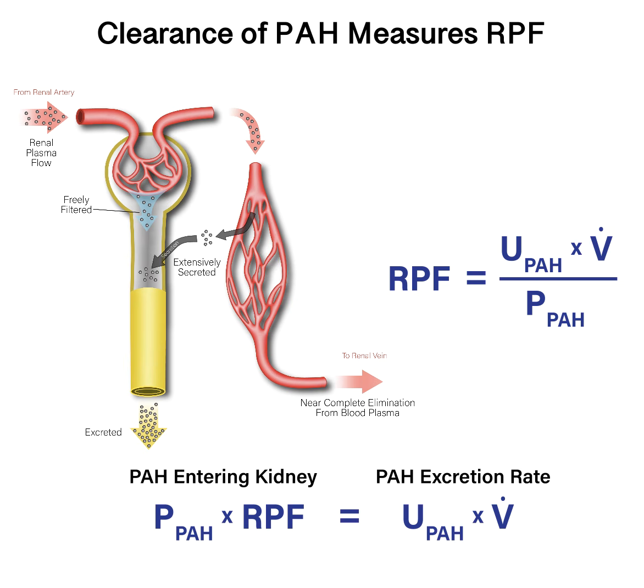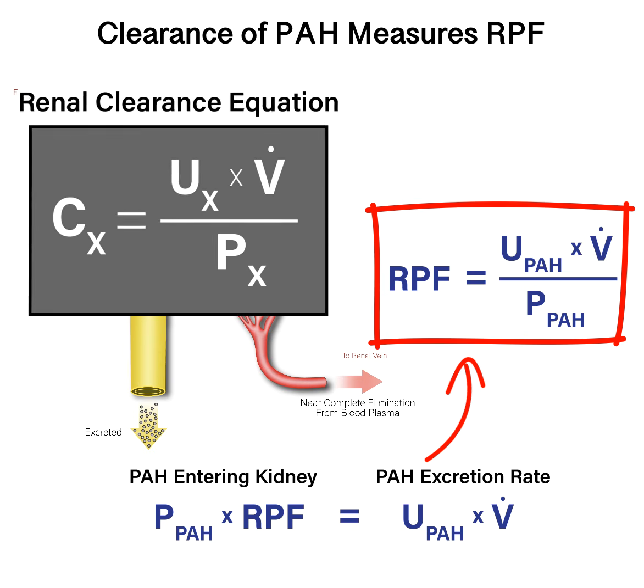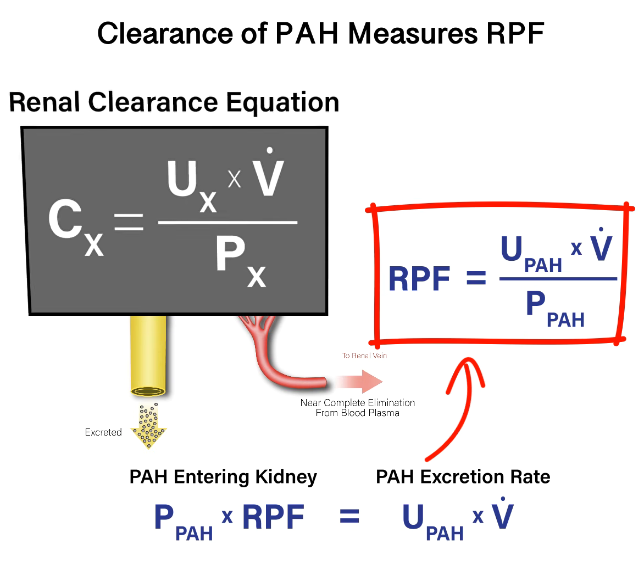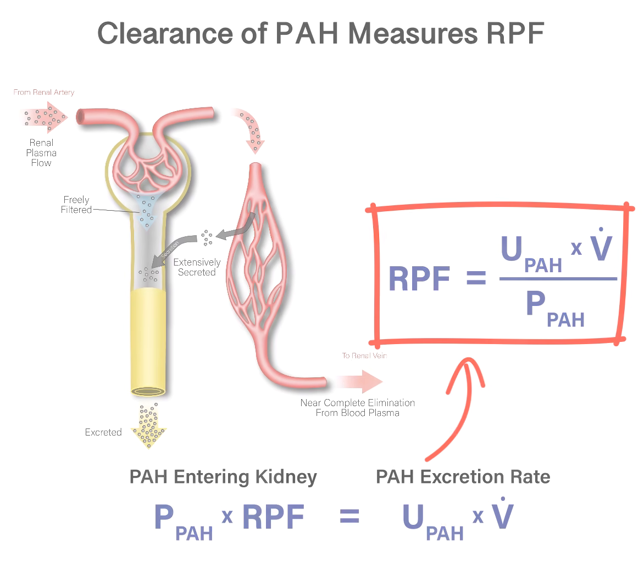This is because the amount of PAH that is excreted by the kidneys is equal to the amount that's entering the kidneys. How much PAH is entering the kidneys? This is the product of the renal plasma flow and the plasma concentration of PAH. Again, rearrange and solve for RPF, and it should be apparent that the renal plasma flow is equal to the renal clearance rate of PAH. But again, only because PAH is filtered and extensively secreted by the kidneys.